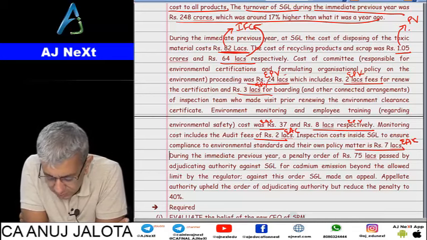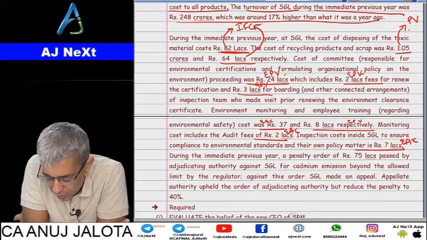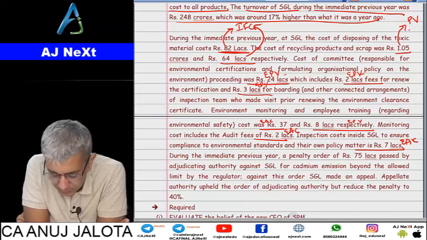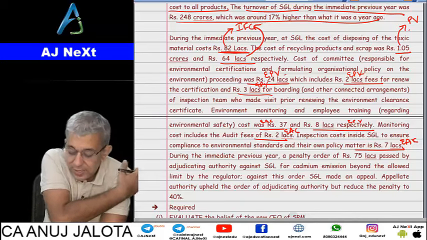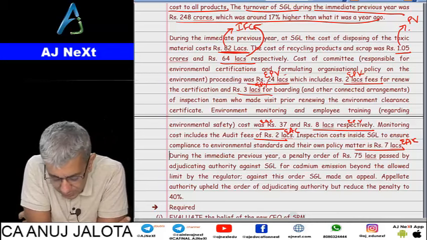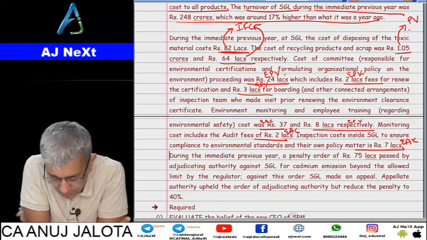During the immediate previous year, a penalty order of 75 lakh rupees was passed by the adjudicating authority against SGL for cadmium emission beyond the allowed limit by the regulator. Against this order, SGL made an appeal. The appellate authority upheld the order of the adjudicating authority but reduced the penalty to 40%.